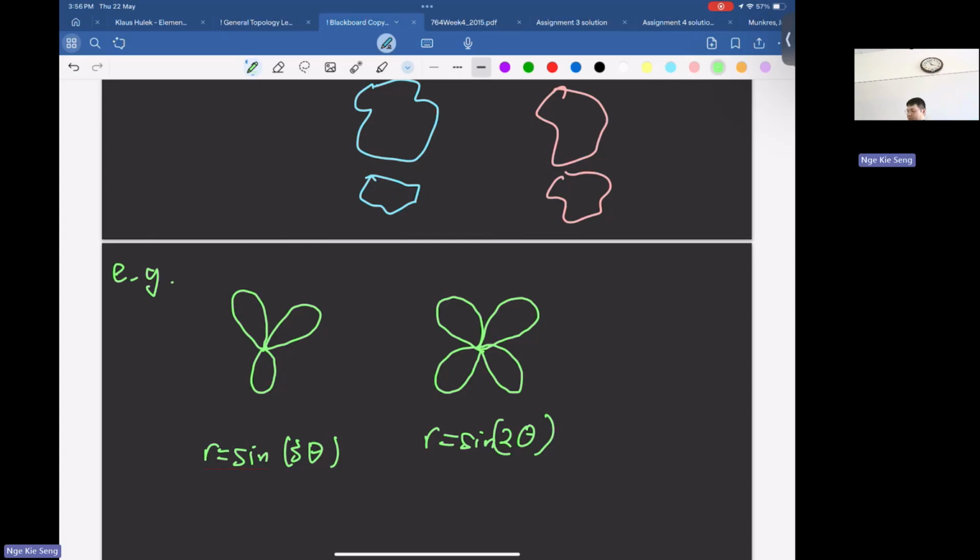So why are these two not homeomorphic? Let's think about it. Why is it not? Zero. What do you mean zero? What? So at the left graph, there's 3 petals at the origin, right? And there's 4 petals at the other. There's something to do with the number 3 and 4, but it's not about 0. Which means that the first graph has 3 connected components, but the second has 4 connected components.